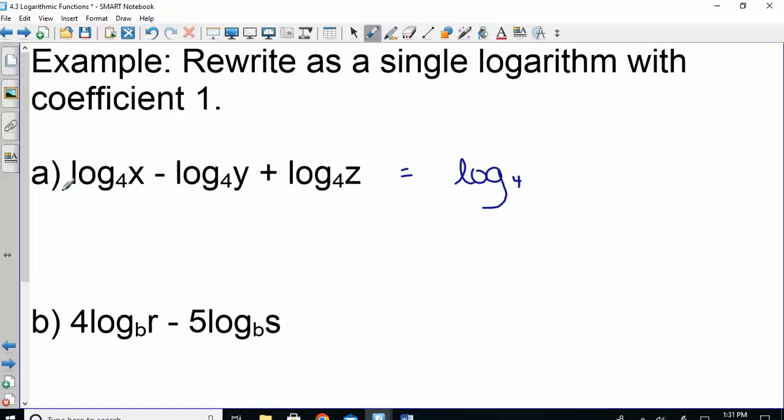So here's what you need to look at. Anything that's positive will go on the top, anything that's negative will go on the bottom. It doesn't really matter what order they're written in. So we have a log base 4 of x, so I have an x. Minus means divide. I have log base 4 of y, so divide by y. Then this one is plus, so where does the z go? Back on top. So it's log base 4 of x times z divided by y.